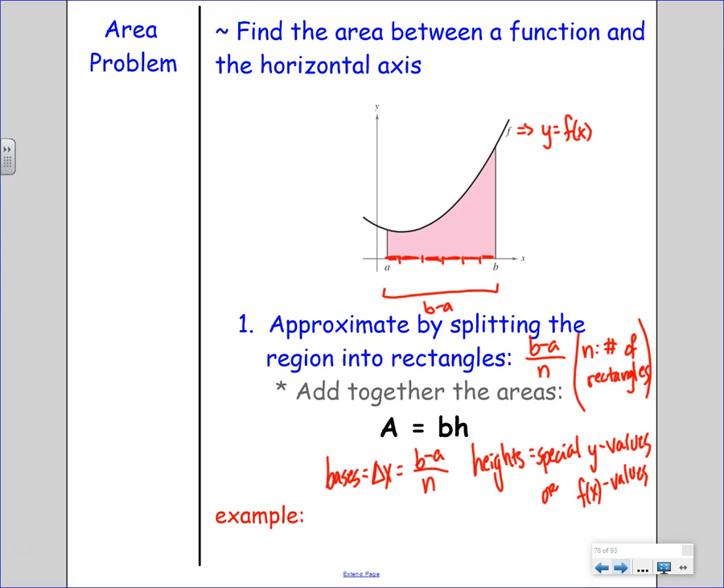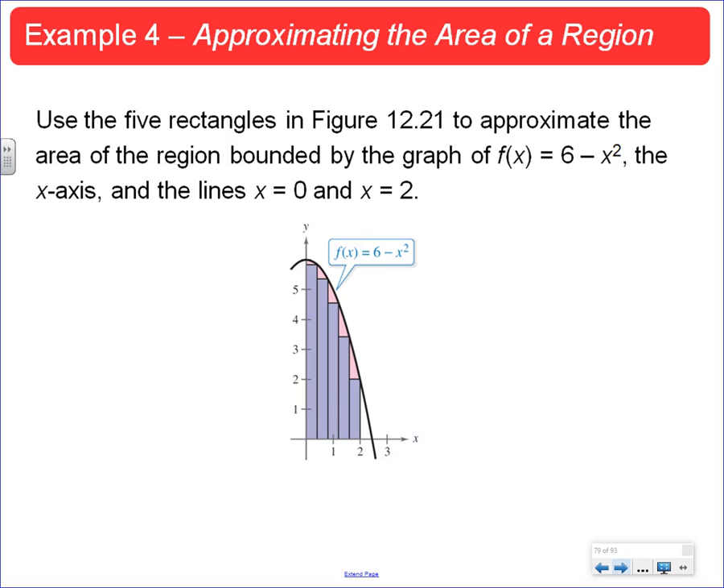So let's take this example. Use the 5 rectangles, oh hey, they're drawn for us. Use the 5 rectangles in figure 12.21, that's just in the book, to approximate the area of the region bounded by the graph of the function 6 minus x squared. They tell us we're stopping at the x-axis, and we're going between the lines x equals 0, which is the y-axis, and x equals 2. If you notice, the little pink up here is that region, bounded by the curve, the x-axis, the y-axis, and x equals 2.